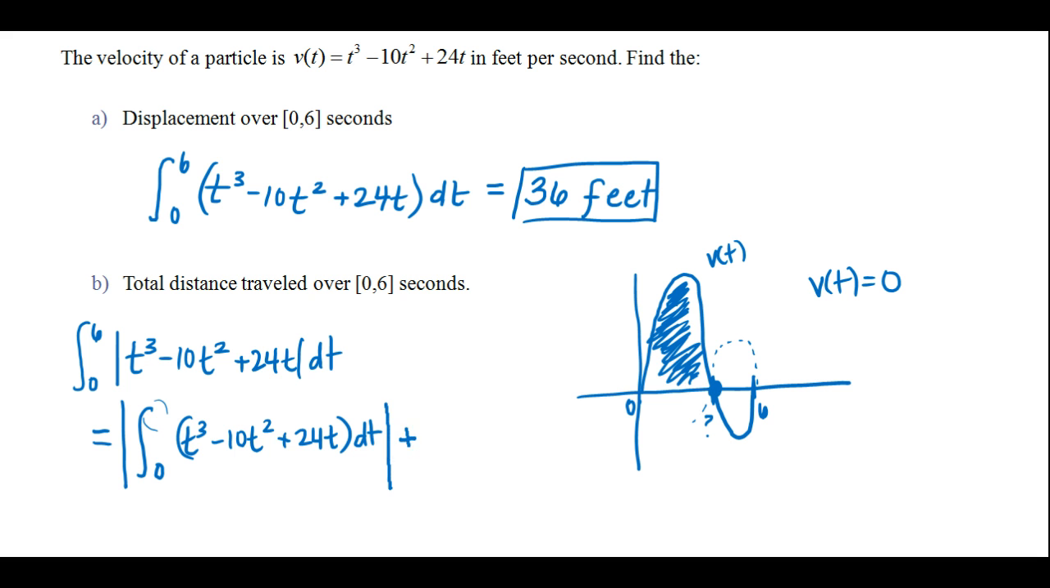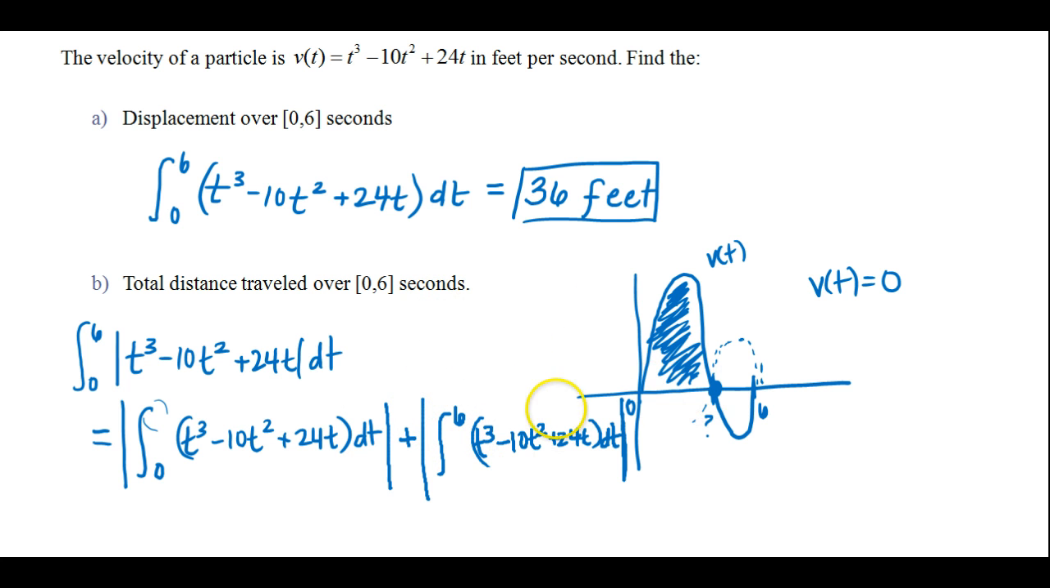And then we're going to add a separate integral from whatever this value is to 6 of the same function, t cubed minus 10t squared plus 24t dt. And we're going to put that quantity in absolute value bars. So we know, because we've drawn the graph, that we're going to have to force this portion to be positive and live up here. But because in general we wouldn't normally know what the graph looks like, we just have to make both quantities positive no matter what and add them together.